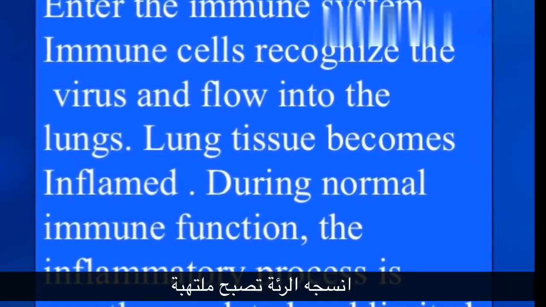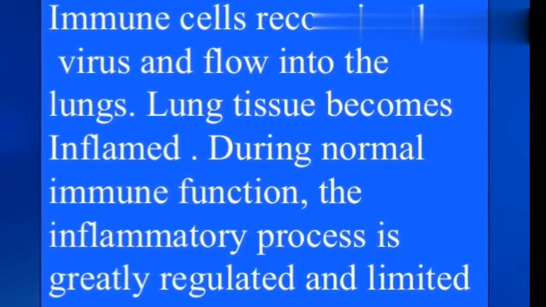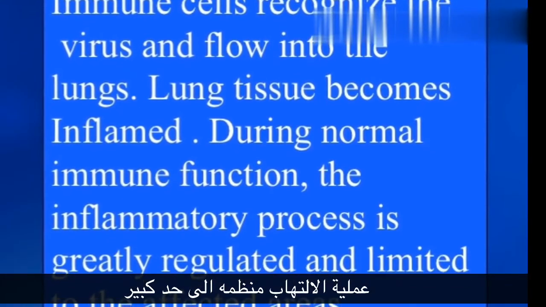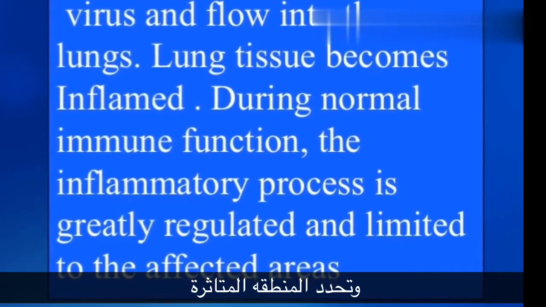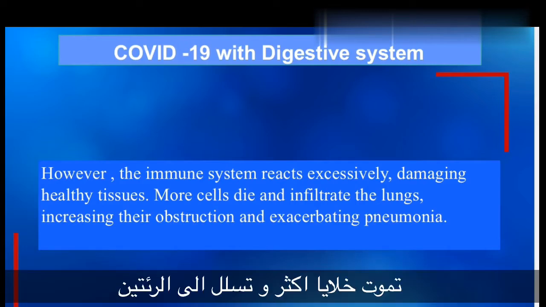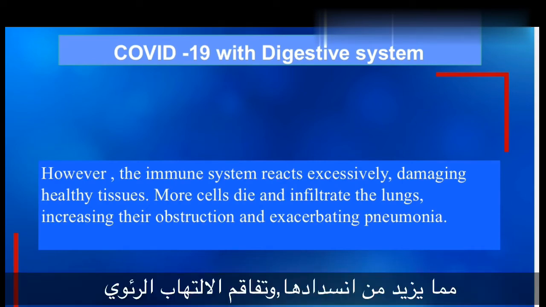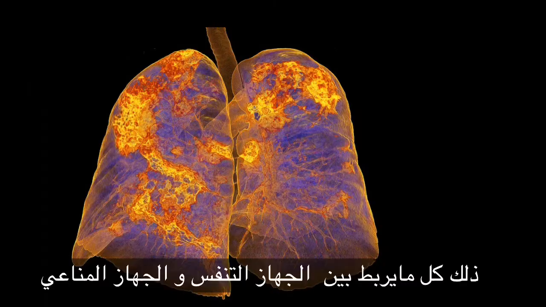The lung tissue becomes inflamed during normal immune function. The inflammatory process is gradually regulated and limited to the affected area. The immune system risks excessively damaging healthy tissue. More cells die and infiltrate the lung, increasing obstruction and exacerbating pneumonia. That's all combined between the respiratory system and immune system.